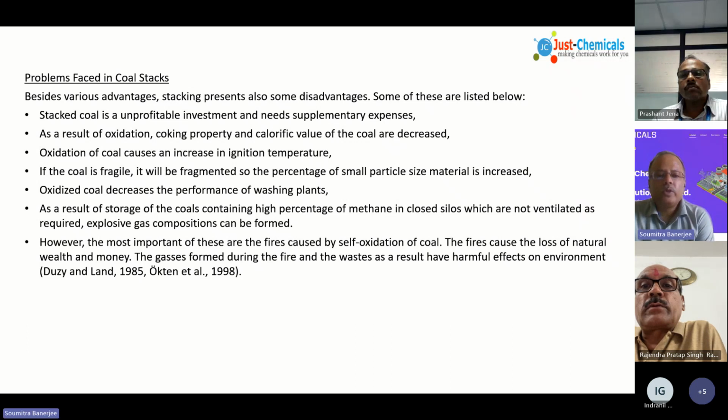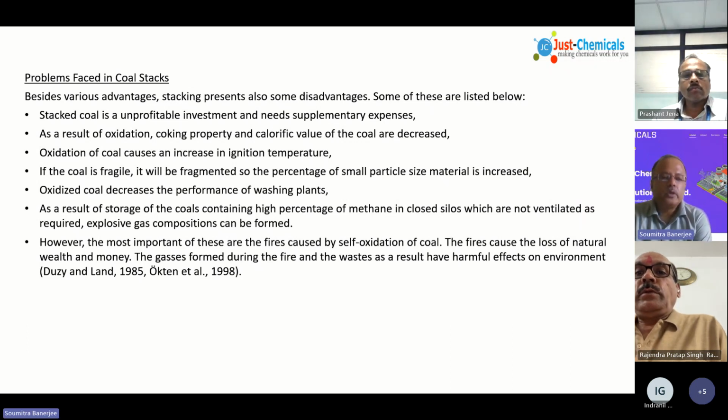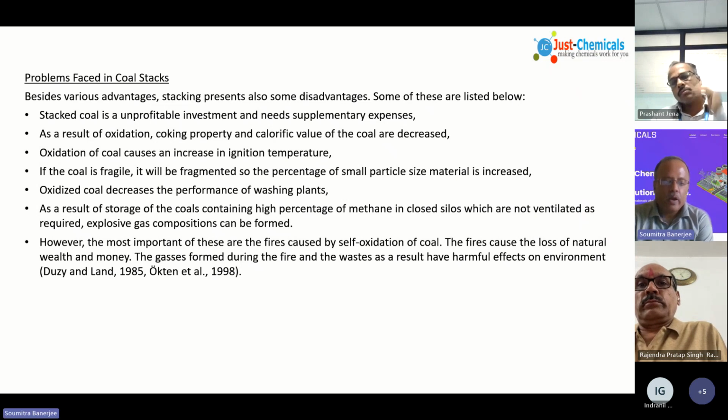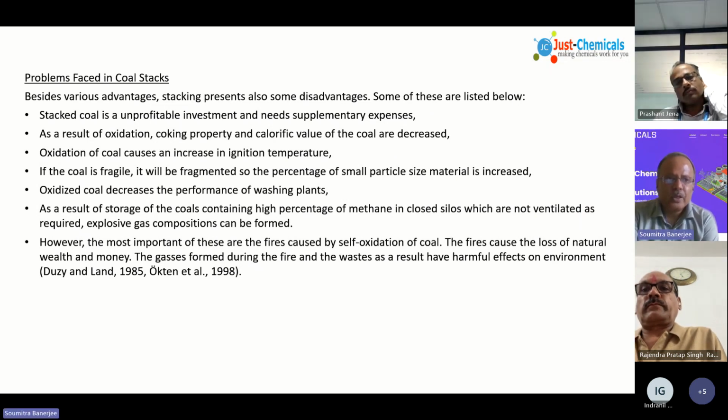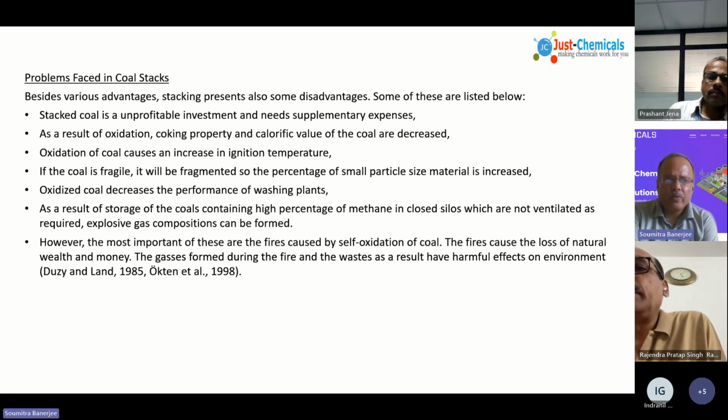But the most important of these is fire caused by self oxidation of coal. The fire causes the loss of natural wealth and money. The gases formed during the fire are harmful. These are the problems we normally face from the coal stack.